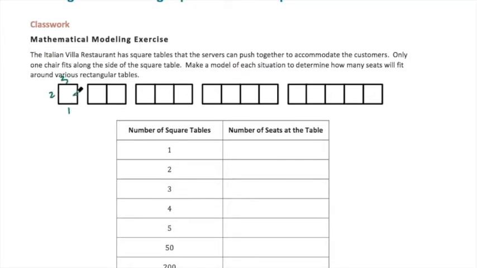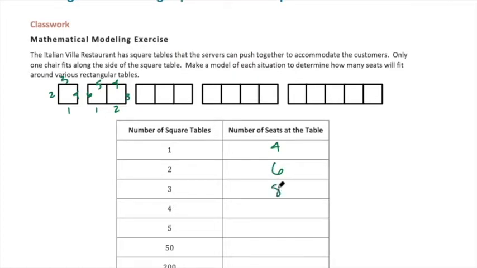Alright, so one table, we could fit 4 chairs. Now when we push 2 together, don't assume that there's going to be room for 8 chairs. Let's look at it. 1, 2, 3, 4, 5, 6. 6 chairs. We've lost some chairs in the middle. Okay, so we can add these to our table. 4 for the first, 6 for the second. And now you can kind of notice that we're going to be continually adding 2 every time.